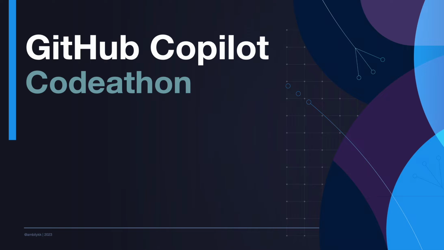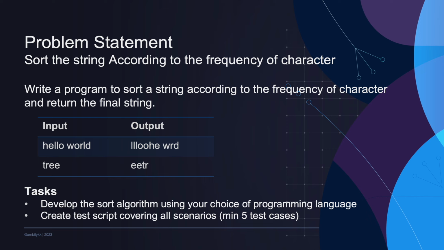Codeathons are programming contests where you will be presented with a set of programming challenges. As part of this demo, let us explore one of the problem statements: to sort the string according to the frequency of characters. So you need to sort the string. Within the string, you may have some characters repeating. Then according to the frequency, if you look at here, Hello World contains L repeating 3 times, so that will come first, then O 2 times, then the remaining letters in the same order.